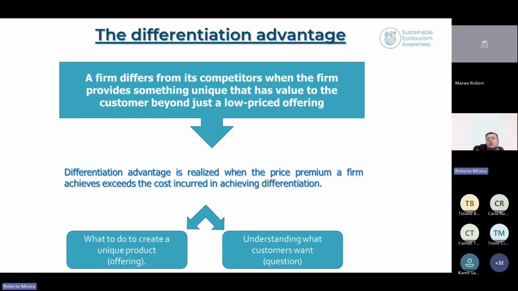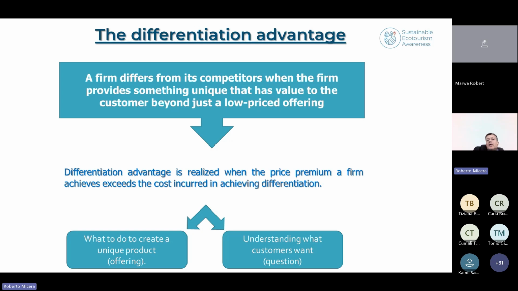We can say this because to be sustainable and to be innovative, it's important to follow a differentiation strategy. All firms that want to become sustainable probably follow the differentiation strategy process and need to gain the differentiation advantage.